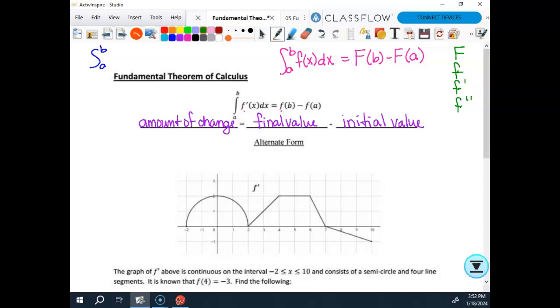So now alternate forms, what that means is this. Maybe I'm not looking for the accumulation or the amount of change, and I'm just going to take final value minus initial value. Maybe I want the final value, or I want the initial value, and I have something else. So let's say that I want the final value, which is f of b. If I take this equation here and I want to solve it for f of b, I can just add f of a to the other side. So the final value is equal to the initial value plus the amount of change.